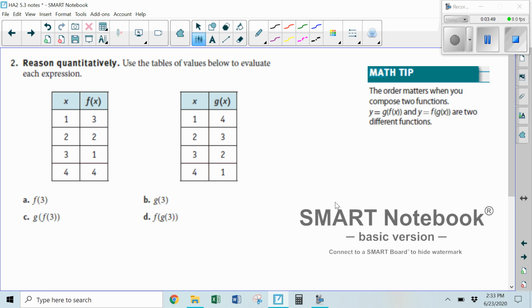Let's do some more practice. So we have the f of x function here and the g of x function on this side. So again, the first two should be easy. F of 3. So you're going to the f function, that's this table. Plug in 3, I get 1. Next, g of 3. So go to your g of x function, input a 3, your output is 2.